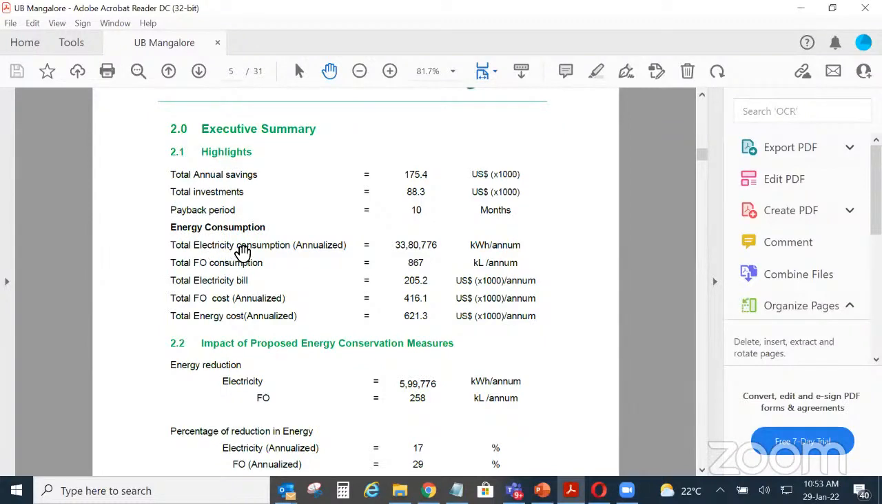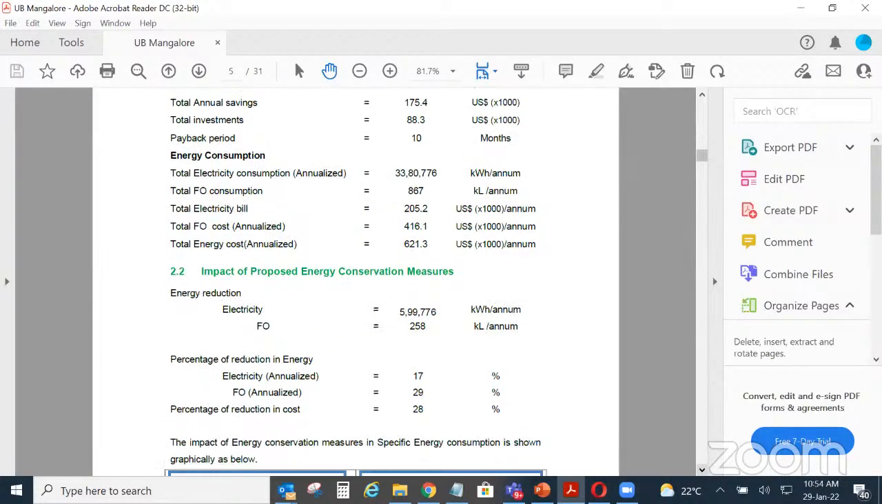So this facility has an energy consumption of almost 33 lakh units per annum. Then FO is basically furnace oil. So they're using furnace oil as fuel for their maybe boilers. Then the electricity bill, then the FO cost and energy cost. Then what is the impact of the reduction?